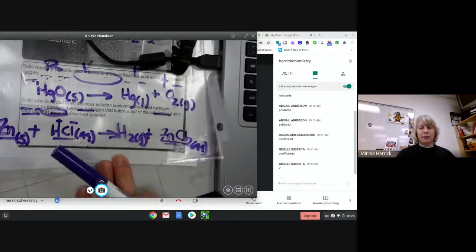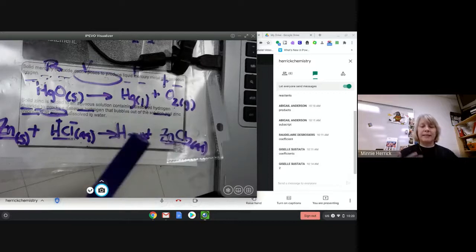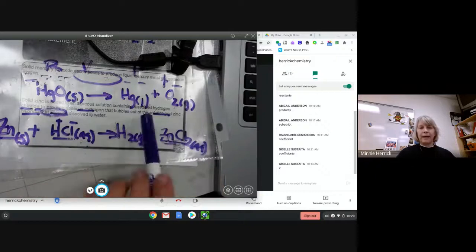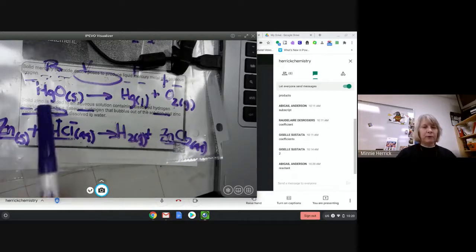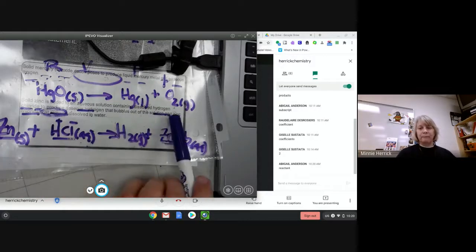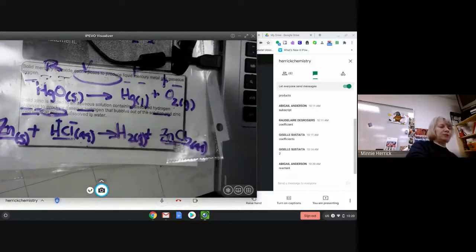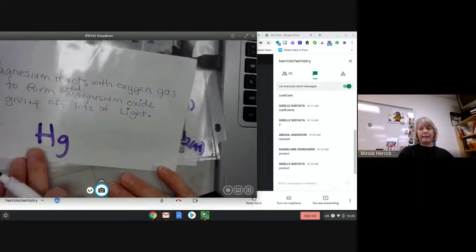So if I ask the question here, if I looked at the first equation, is mercury a reactant or a product? Can you guys give me an answer in your chat? Is mercury, just mercury, a reactant or a product? Mercury itself. Okay, if I said mercury oxide, AJ, that would be a reactant. But when we just say mercury, if I just say Hg, yeah, it's a product, okay?